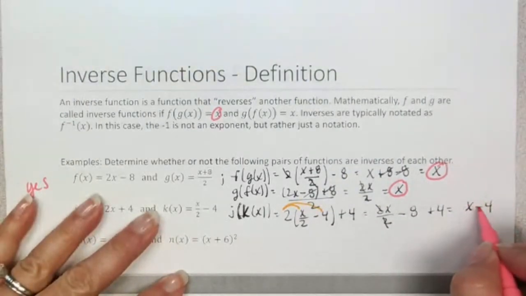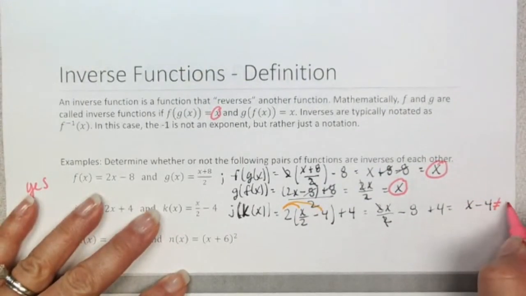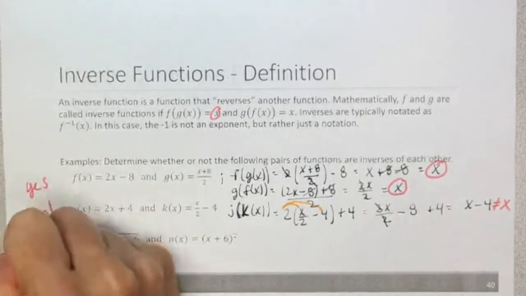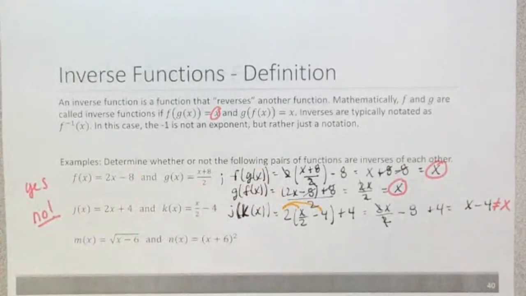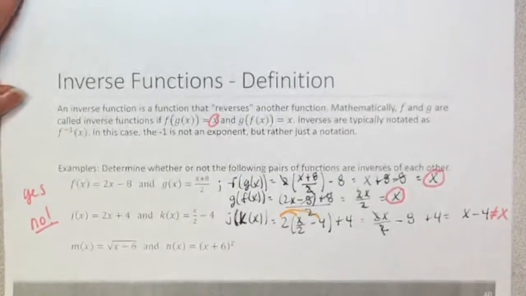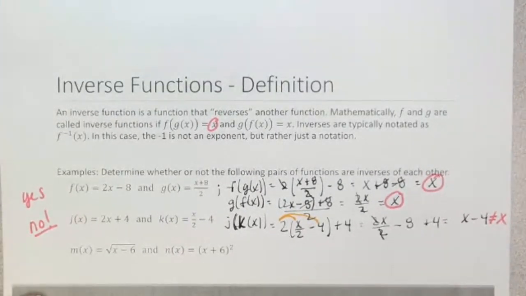This x minus 4 is not equal to x. So we have to say no. These are not inverse functions. I don't even need to evaluate it the other way. If it doesn't simplify down to x one way, then when we compose in the other direction, it's also not going to simplify down to x.